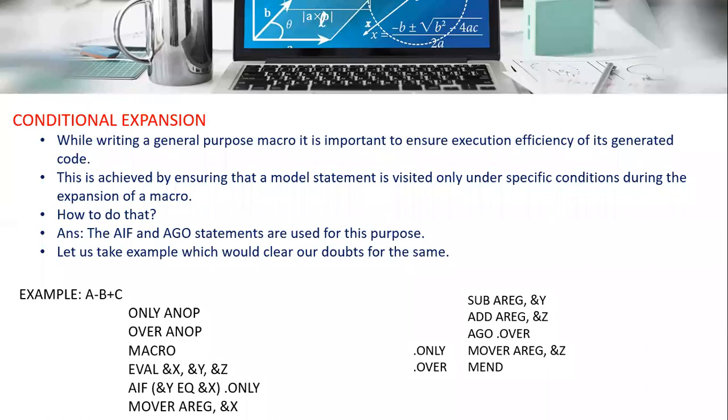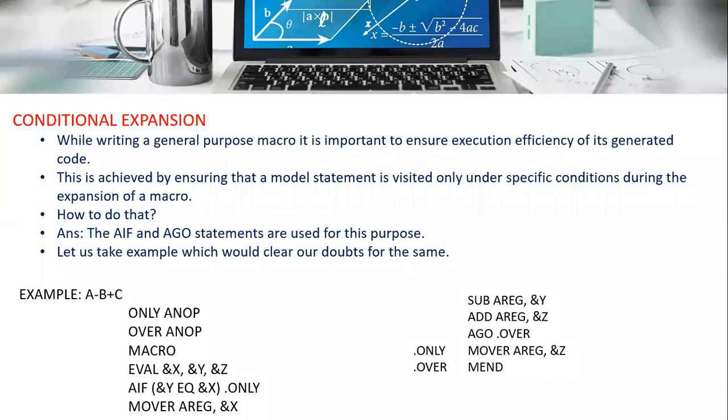Now, when we consider conditional expansion while writing a general purpose macro, it is important to ensure the execution efficiency of its generated code. That is, to improve the efficiency of a code, we require conditional expansion. This is achieved by ensuring that the model statement is visited only under a specific condition during the expansion of a macro. If we expand the macro one statement after another in sequential order, the efficiency of that code is lower.